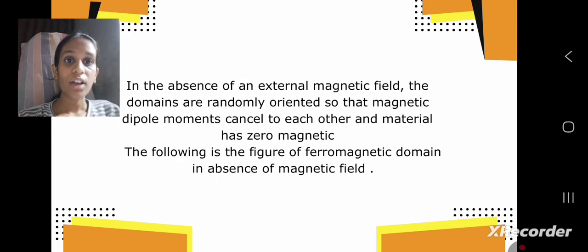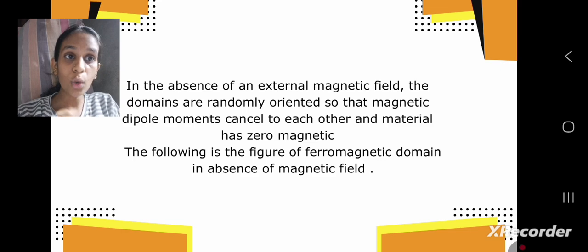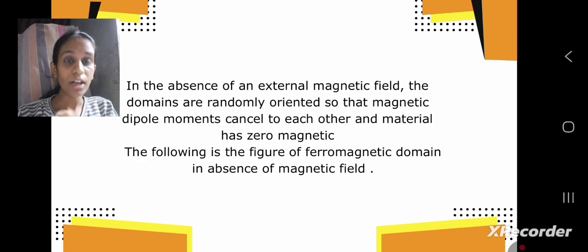Let's see further. Now we are going to see the case in the absence of an external magnetic field. In the absence of the external magnetic field, the domains are randomly oriented so that the magnetic dipole moments cancel each other and the material has zero magnetic moment. Here they are saying that in the absence of a magnetic field, all the magnetic dipole moments cancel each other and give zero magnetic moment.